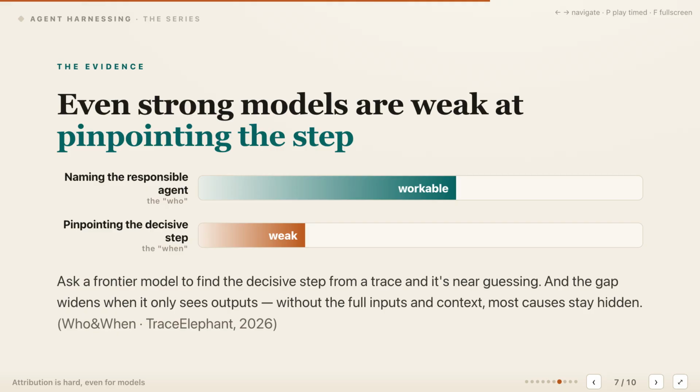Handing the trace to a strong model sounds reasonable, but current evidence shows an important gap in attribution quality. Models can often identify the responsible agent from a full trace, making the who question workable in many cases. Pinpointing the decisive step remains much weaker because several downstream actions may look suspicious after one early decision shaped them all. Output-only traces make this harder by hiding the inputs and context that influenced each decision. The practical lesson from the who and when research is clear. Capture the full execution trace because causes often live in what an agent saw, not only what it said.